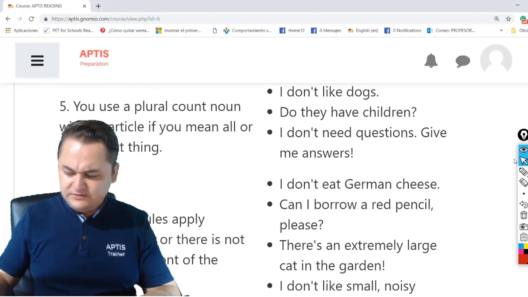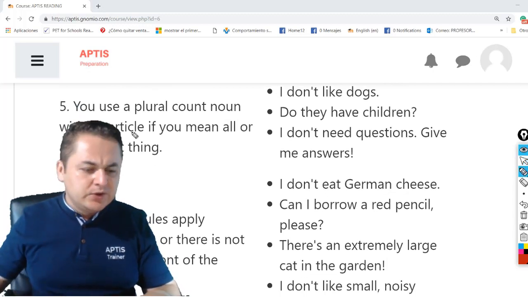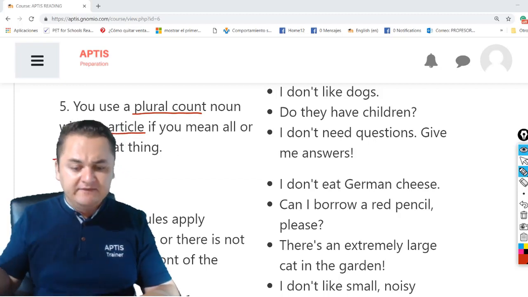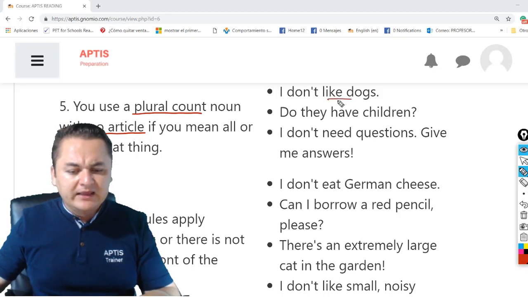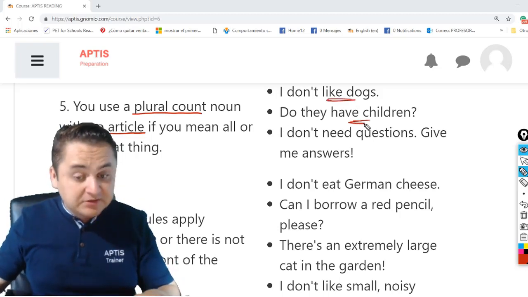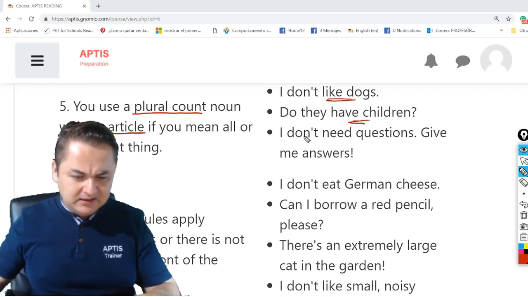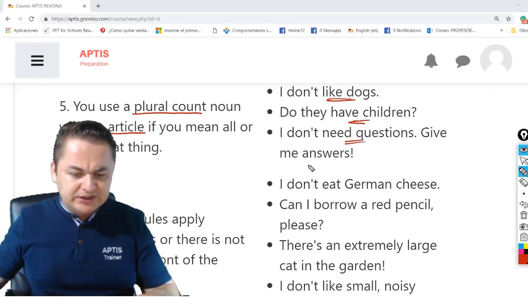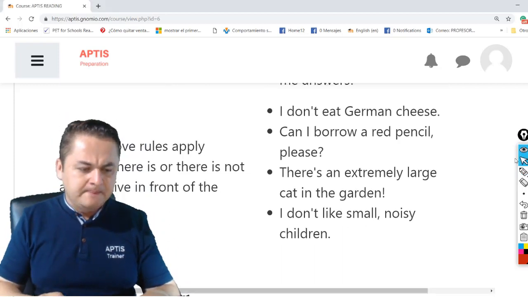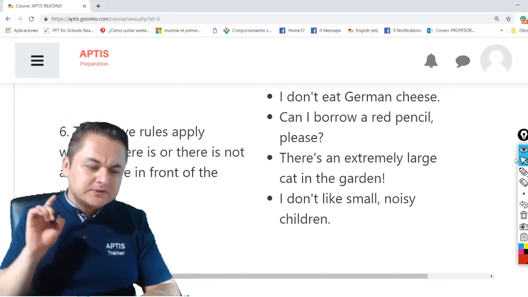And here is this good example. It says you use a plural count noun with no article if you mean all or any of that. For example, I don't like dogs in general. Do they have children in general? I don't need questions. Give me answers. It's a good quote.